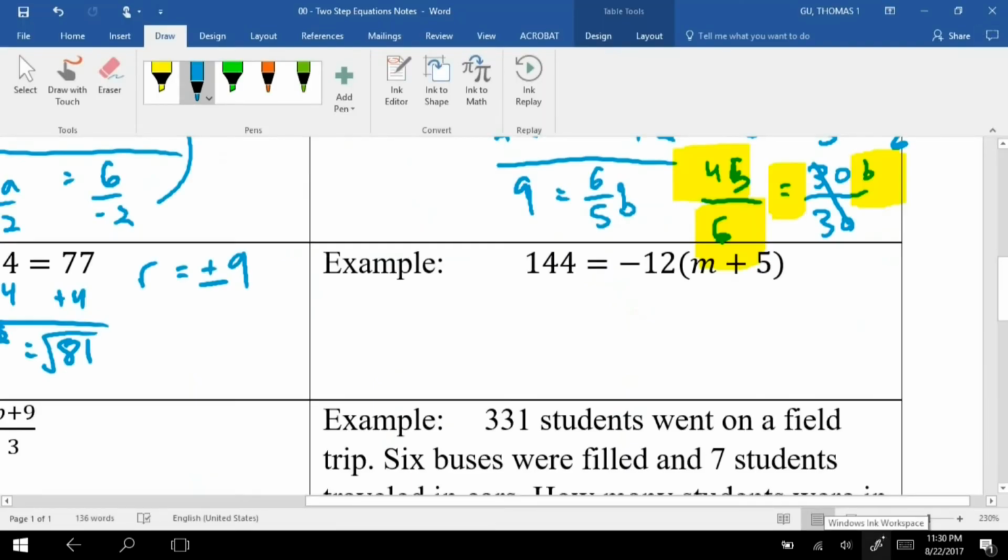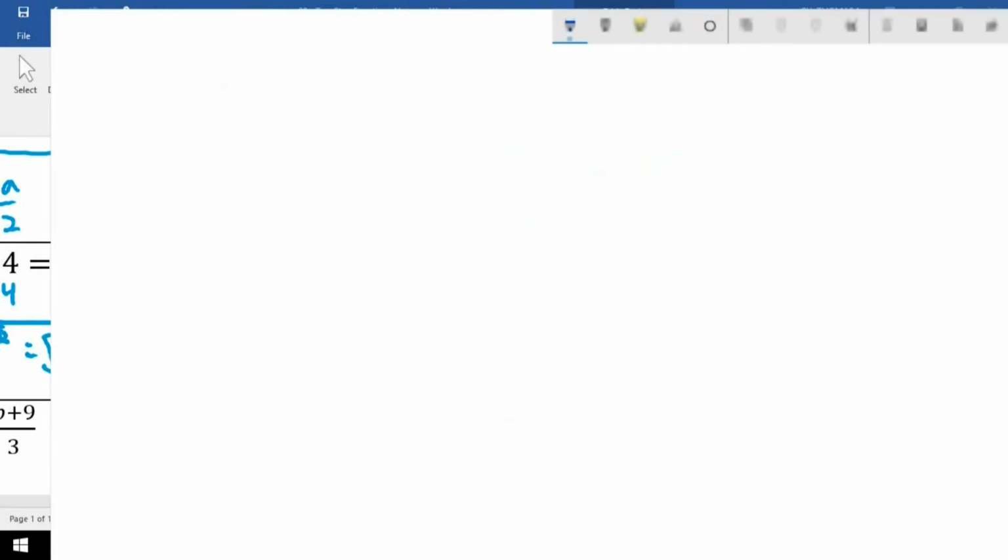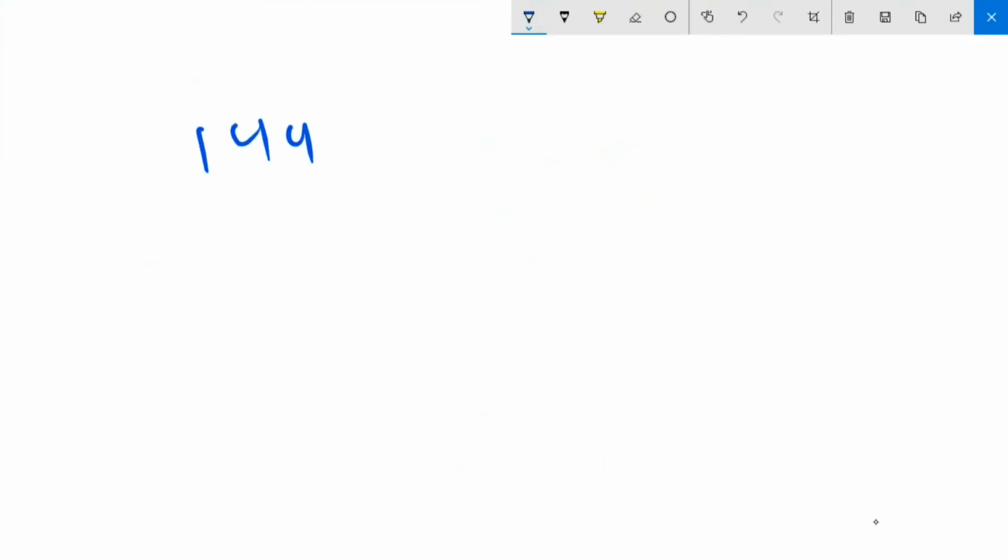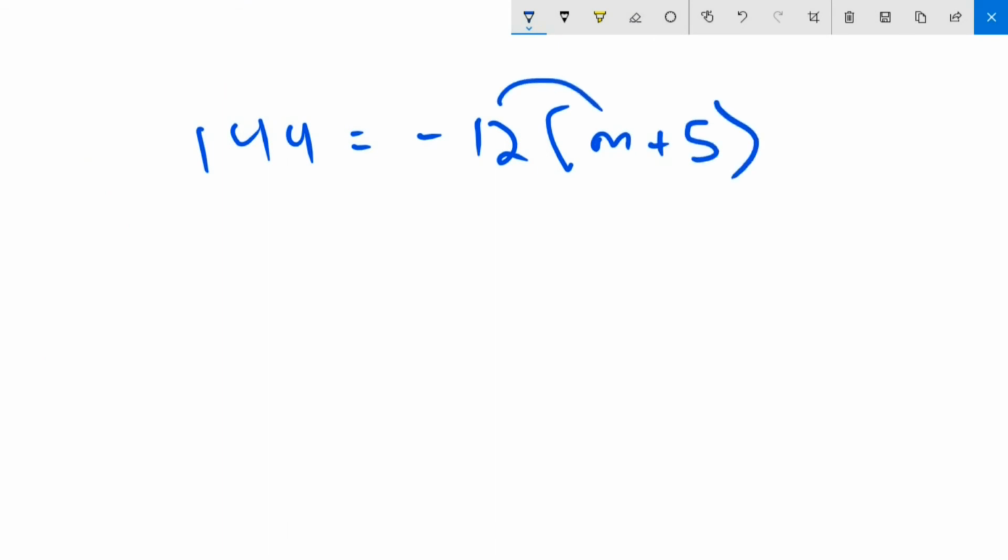144 equals negative 12 times m plus 5. So 144 equals negative 12 times m plus 5. Now we could do this: negative 12 times one of these. So we could go negative 12m, and then negative 12 times 5. What's that? That's negative 60.